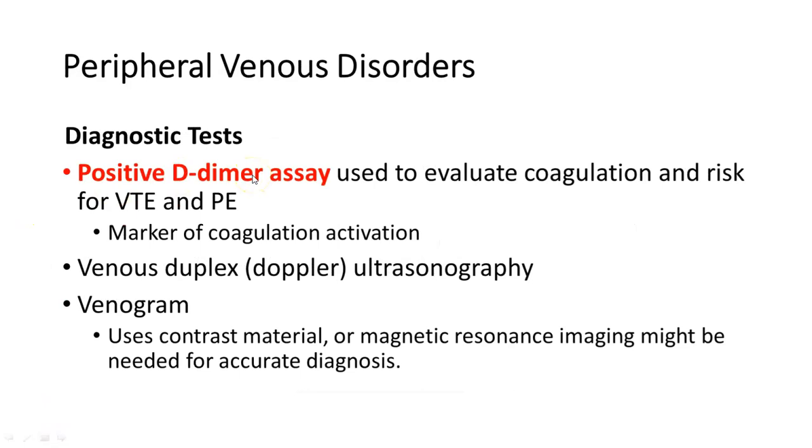We can do a D-dimer. It's still out there on some of those practice questions that we see for a PE. It's a coagulation study. So we're going to look at a positive D-dimer. And of course, we're still going to expect that they're going to go down for that duplex Doppler ultrasonography or that venogram to make sure that it's actually a PE that they're having.